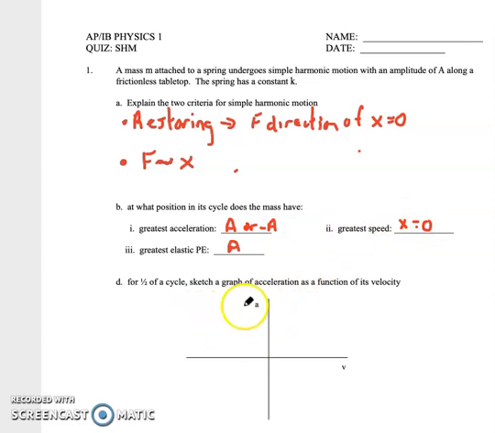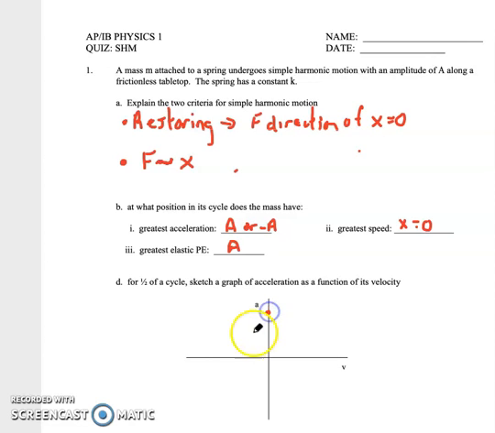Okay, so that should help us with D or C, however it's on your test, is how do we plot acceleration as a function of velocity. Well, there's three things you need to get right on this one. So I'm going to start conceptually before I go to mathematics. We should understand that when the acceleration is at the greatest, the velocity is at the least.